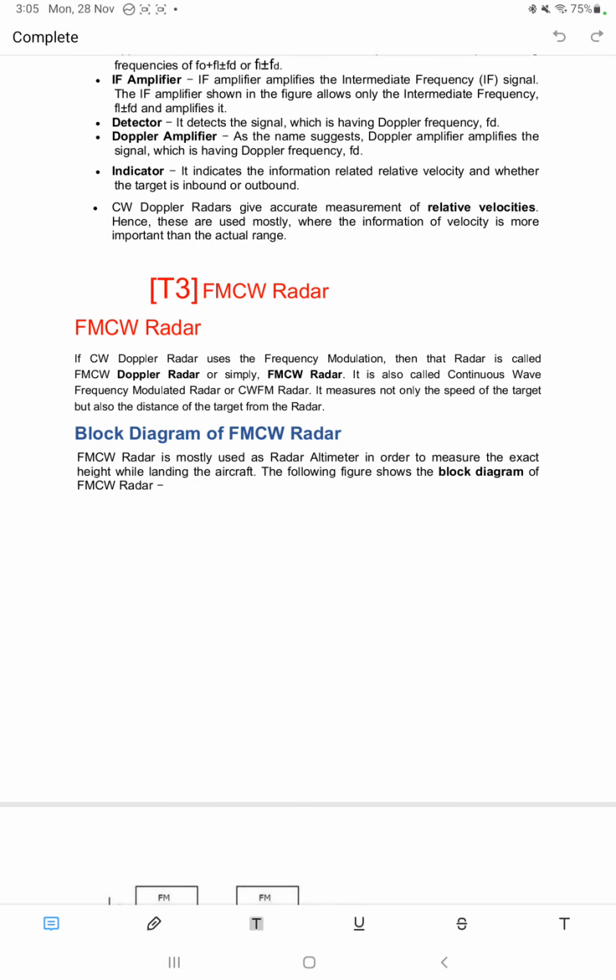These continuous wave radars are mostly used for accurate measurements of relative velocities. Hence, they are used mostly where information about velocity is more important than the actual range.